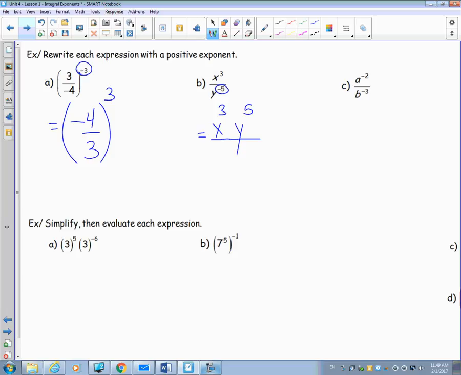What's left on the bottom? Well, when we move things, there's always a 1 left. Now, we don't usually show that. We would just write this as x³y⁵, because when you divide by 1, it doesn't actually change anything.